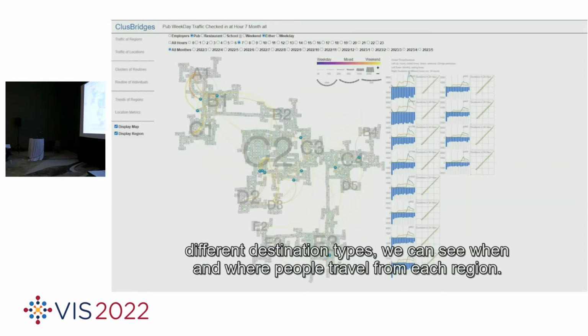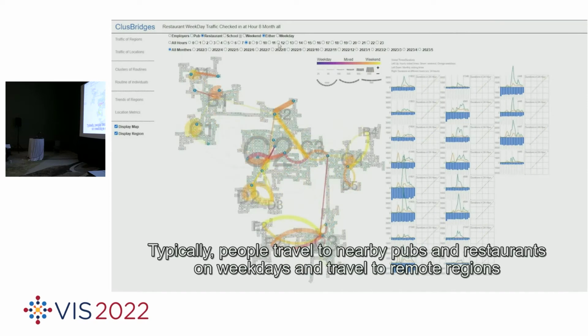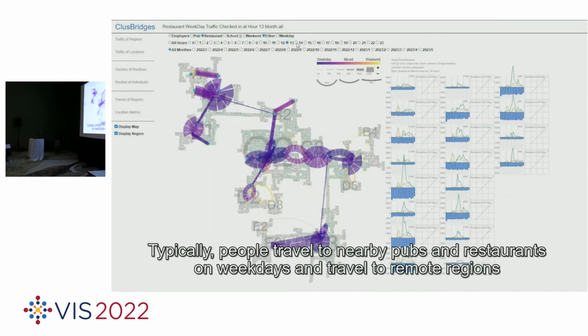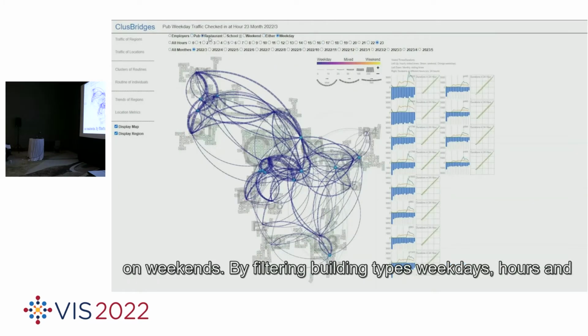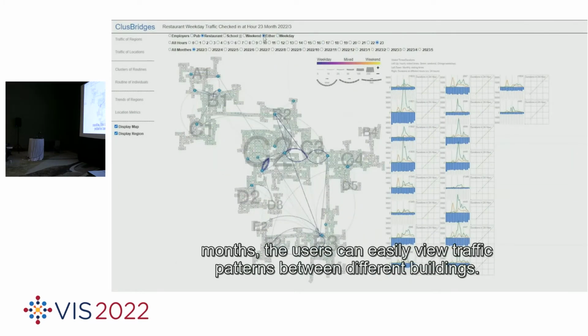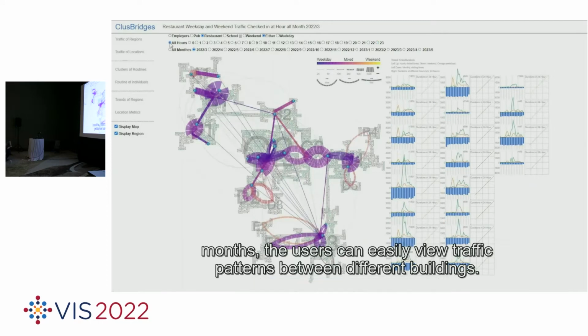By selecting different destination types, we can see when and where people travel from each region. Typically, people travel to nearby pubs and restaurants on weekdays and travel to remote regions on weekends. By filtering building types, weekdays, hours, and months, users can easily view traffic patterns between different buildings.